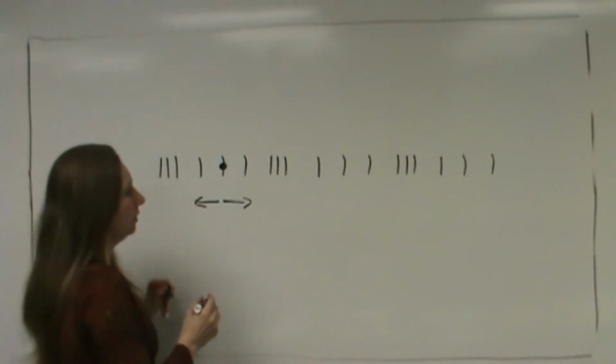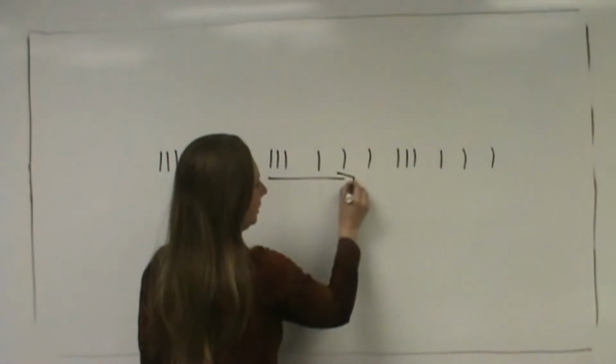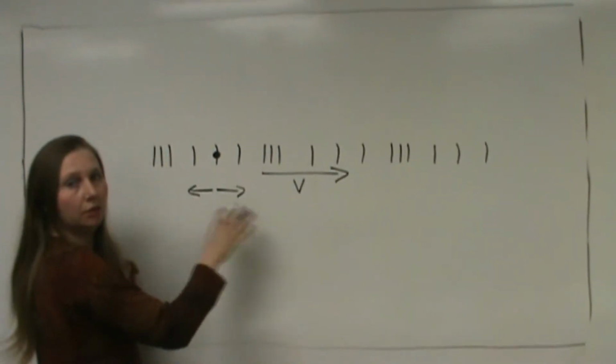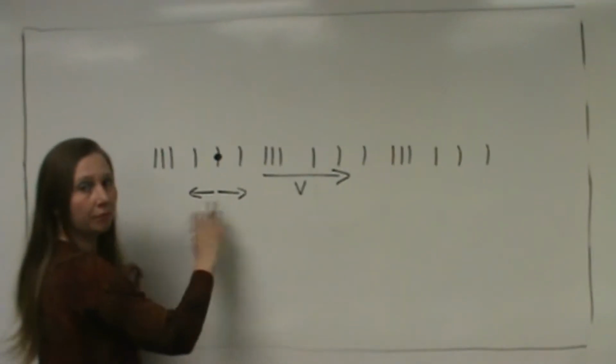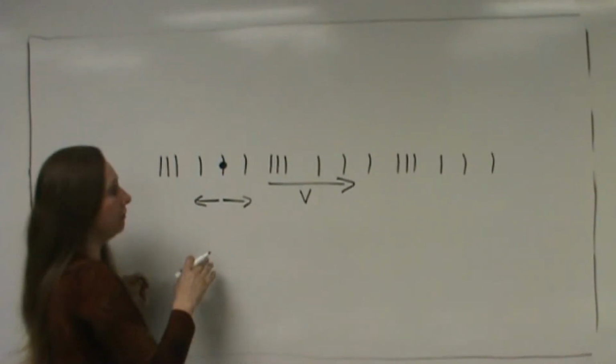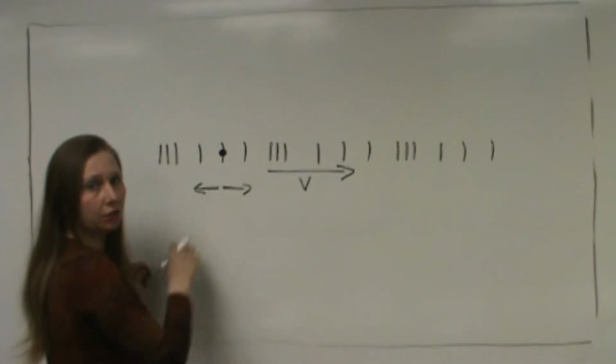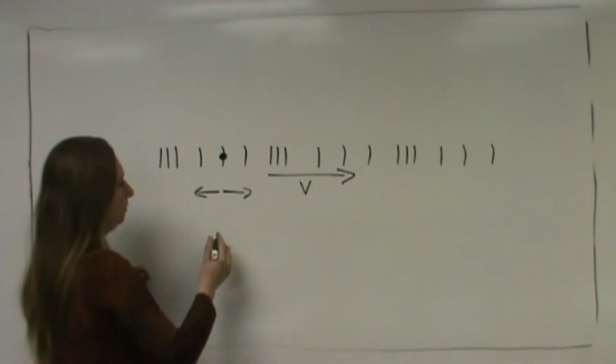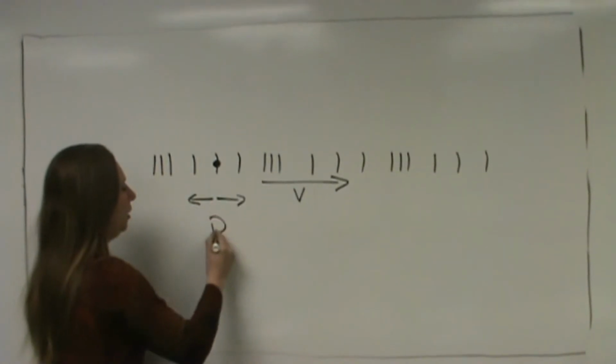I don't know which one is going to happen first, but it's vibrating to the left and to the right. Again, these particles are vibrating parallel to the direction of motion because this is a longitudinal wave. A sound wave would be a good example of a longitudinal wave.